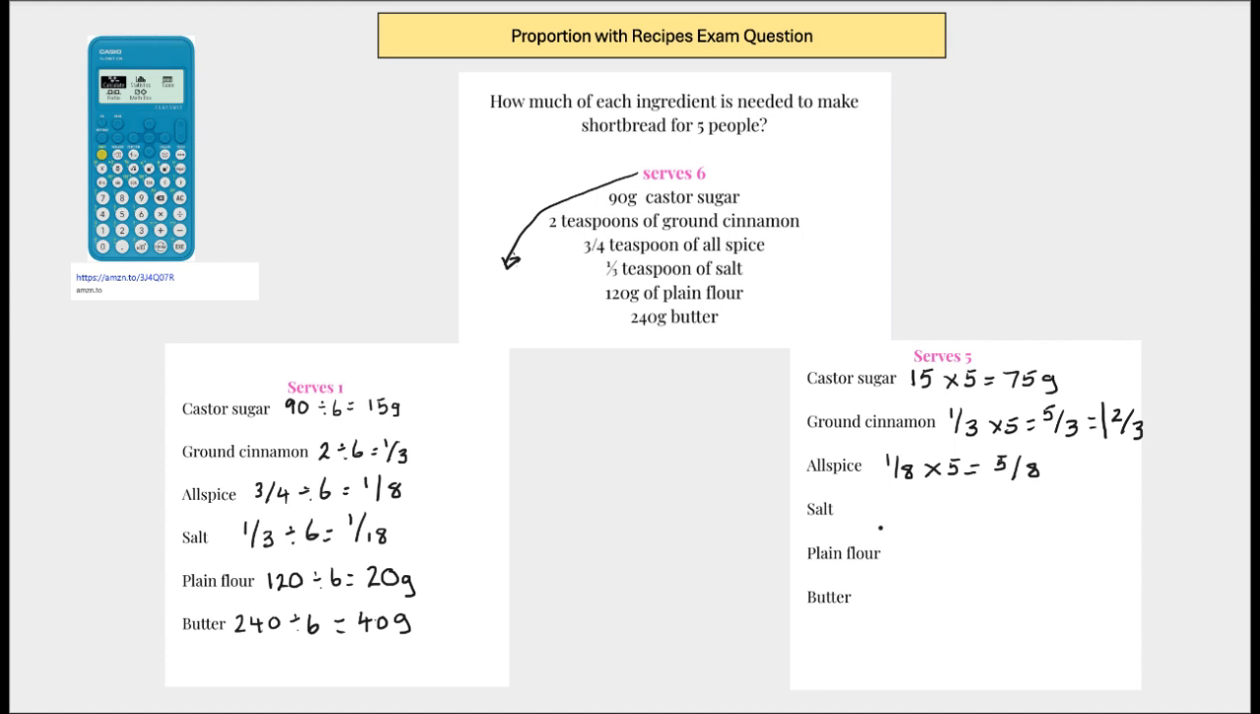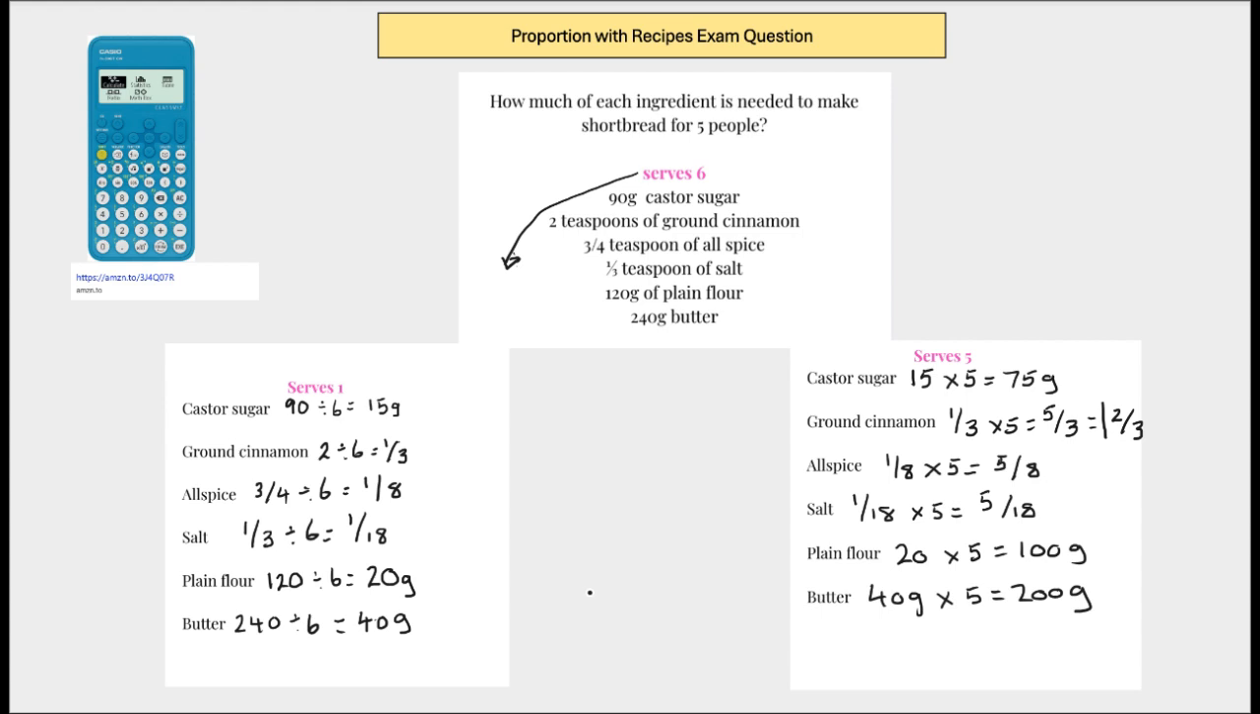Salt, a teaspoon of salt. So for salt, we have 1/18. Now times it by 5, which equals 5/18, should I say? And then plain flour, we have 20 grams times our 5, which is nice and easy, which is 100 grams. And then butter, it's 40 grams times by our 5 equals 200 grams. So there we have it.